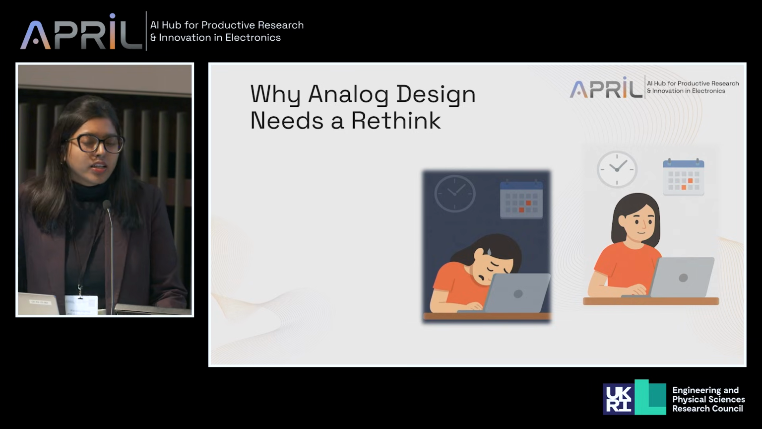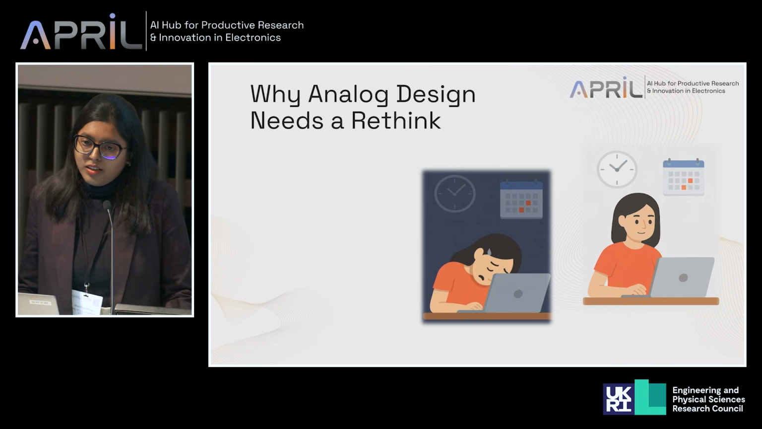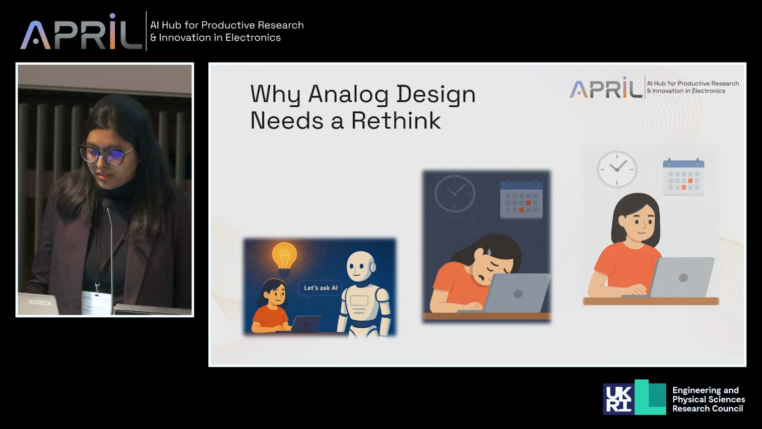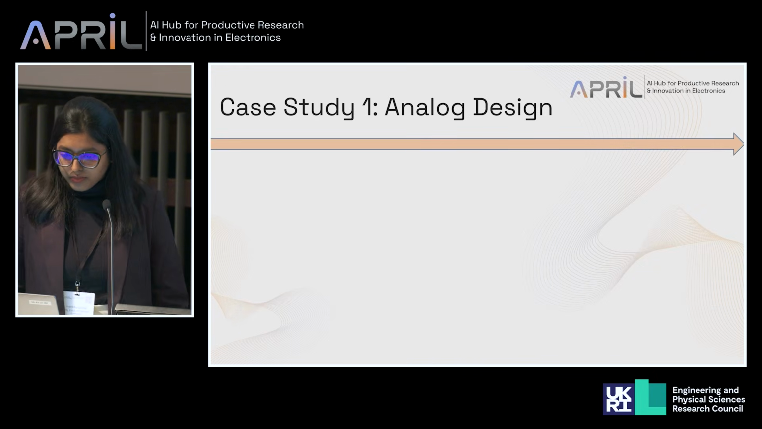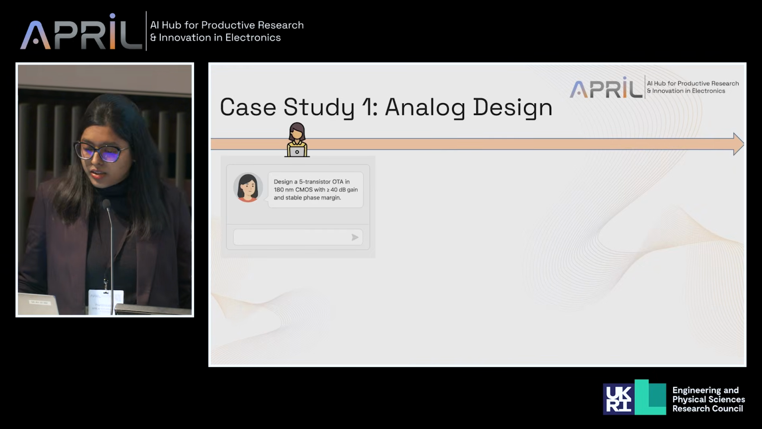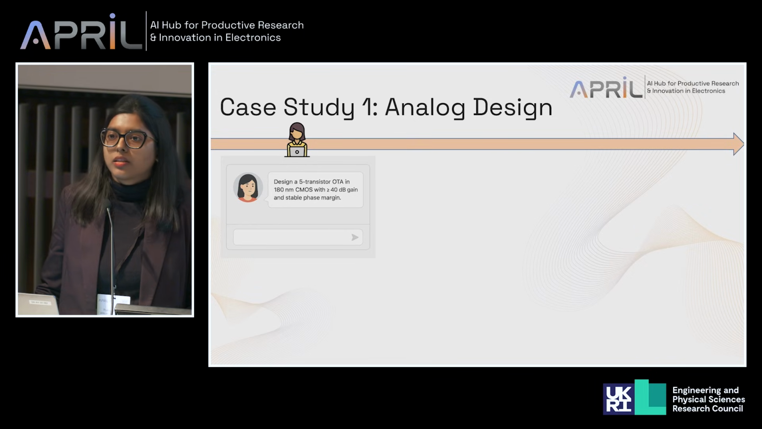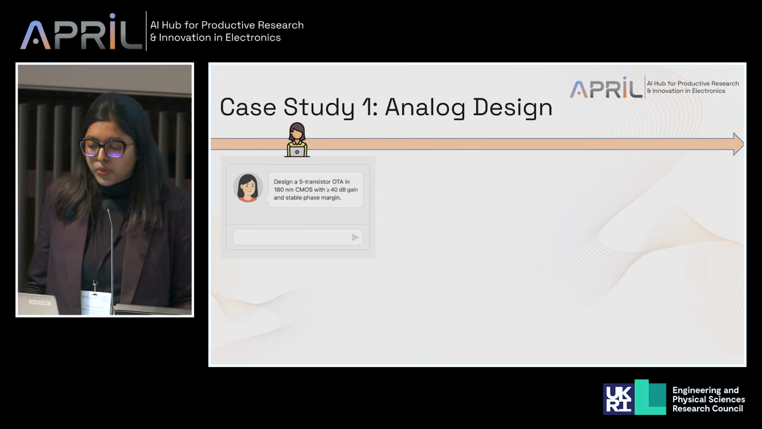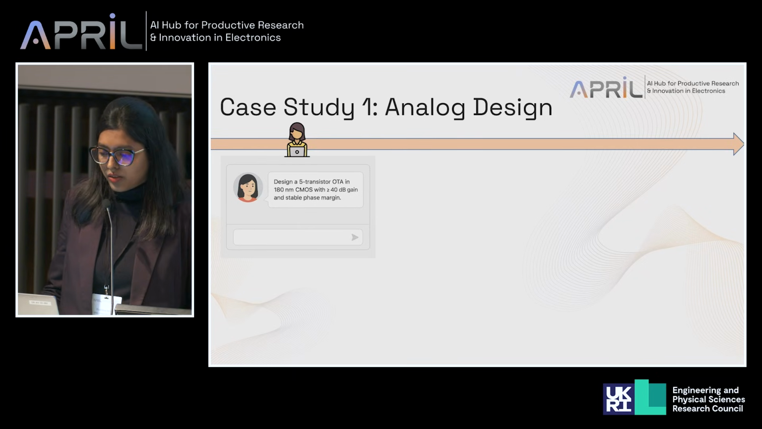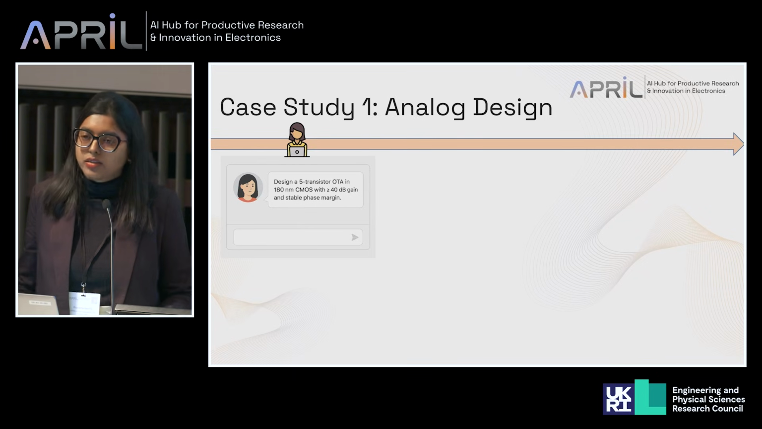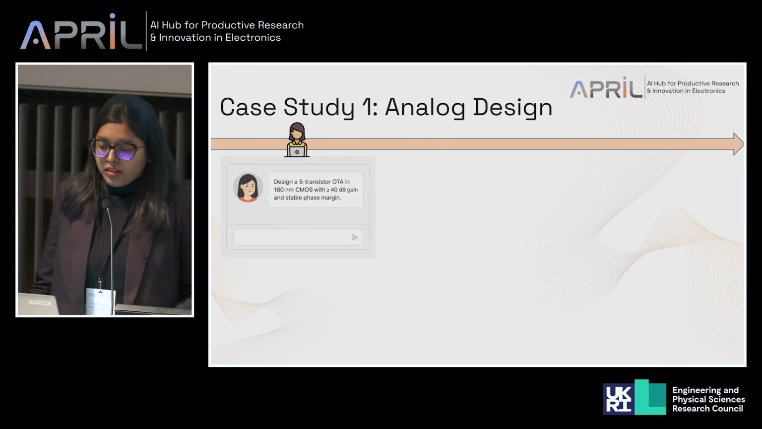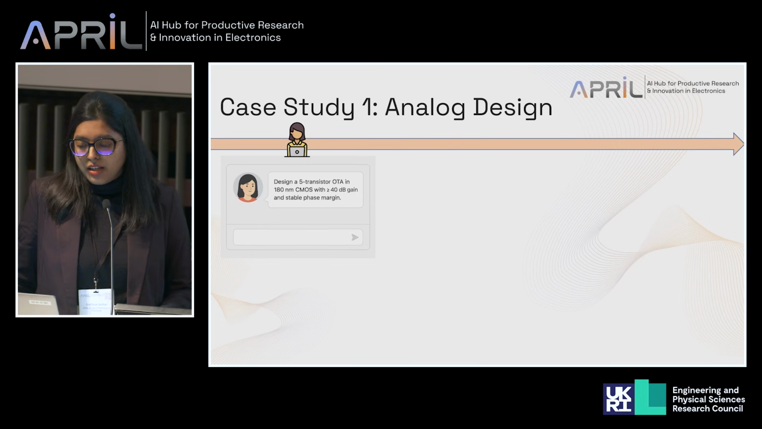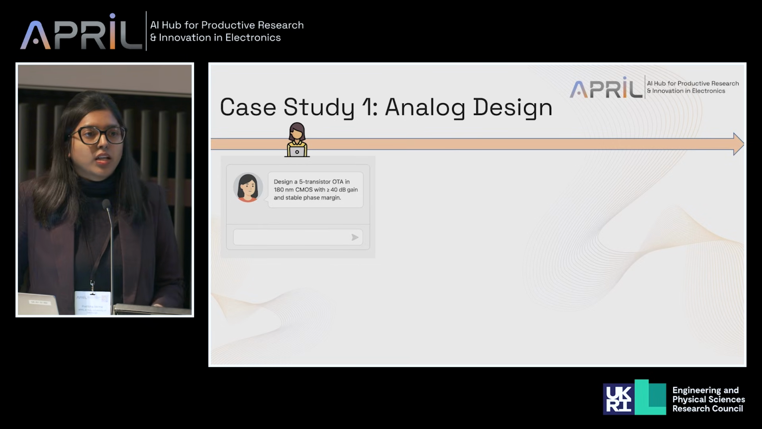Now she thinks, is there any smarter way to do this? And there, she thought about asking the AI. So what does AI do? She just writes a prompt, like we asked ChatGPT: design a 5-transistor OTA in 180 nanometer CMOS with gain greater than 40 dB and a stable phase margin. So she has given a natural language prompt and asked for some specification, and now what?